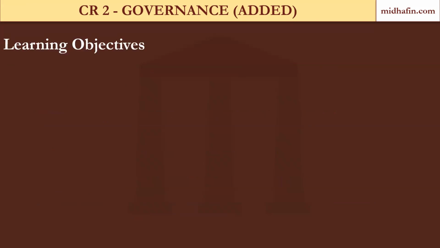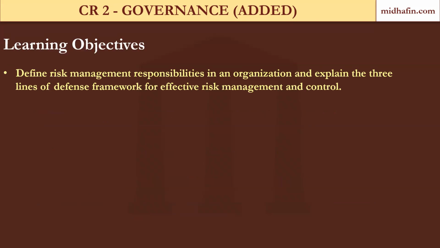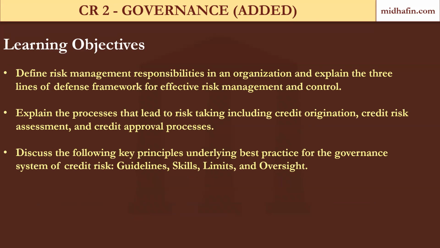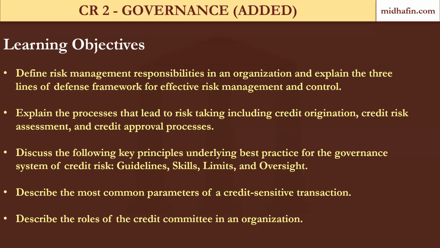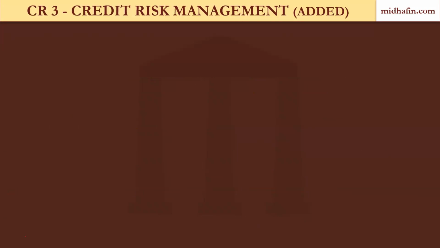Then you have a chapter on governance. So most of the learning objectives are new because if you remember, governance was mostly discussed in the context of operational risk till the 2023 curriculum. In this chapter, separate focus is there on governance of credit risk also, which I think is very important from the industry point of view. So these are the learning objectives in governance, mostly new, not related to anything which was there in 2023.